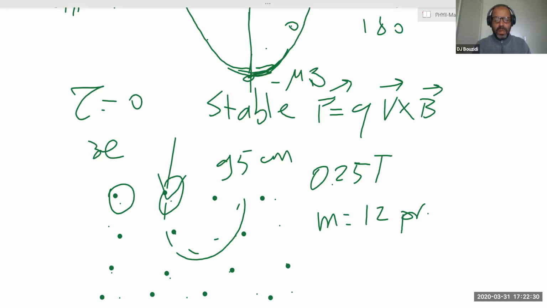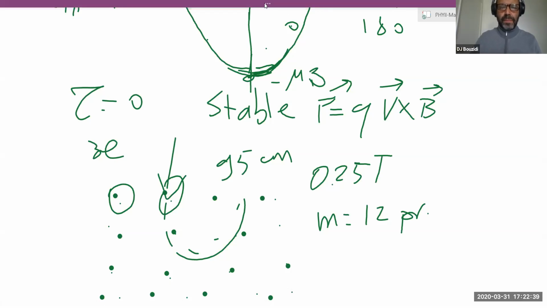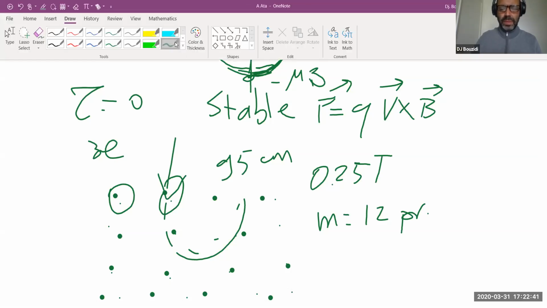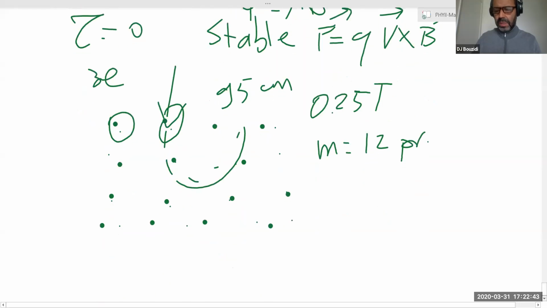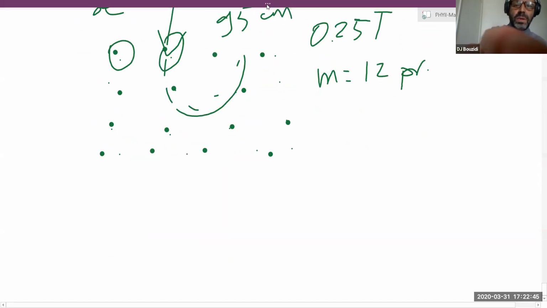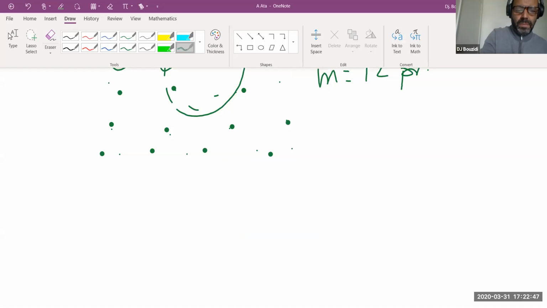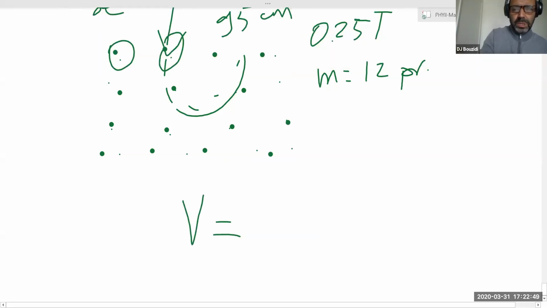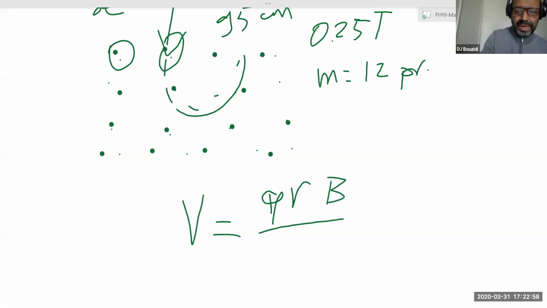Now, this is a big question. Actually, we need to plug in the numbers in here because I need to find what V is. I need you guys to work with me on this. So V is going to be equal to, from that expression, remember, it's going to be, what is it? Q times R times B divided by M. Did I get this expression correct?